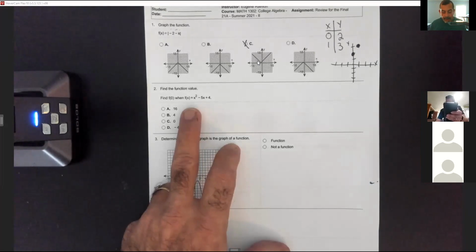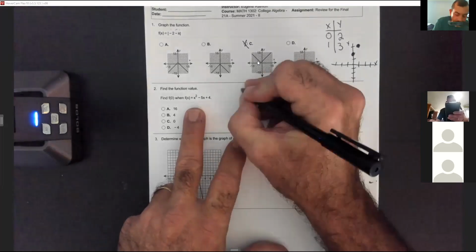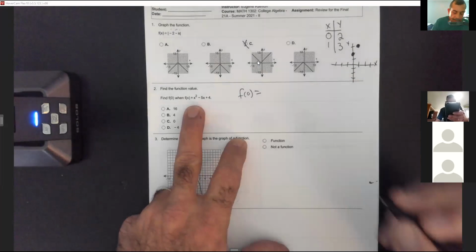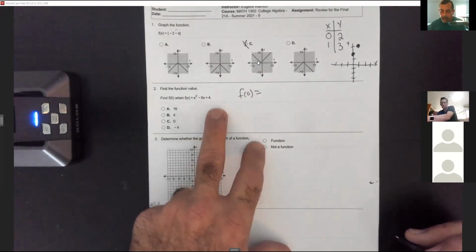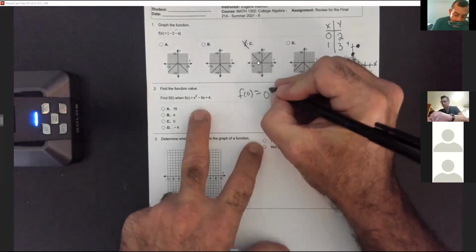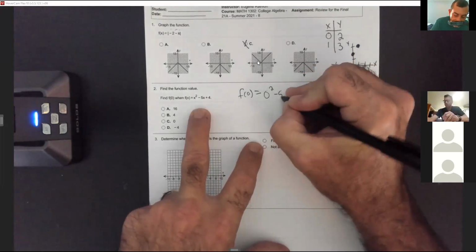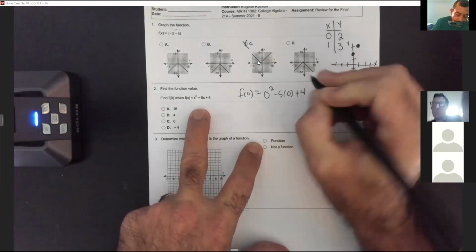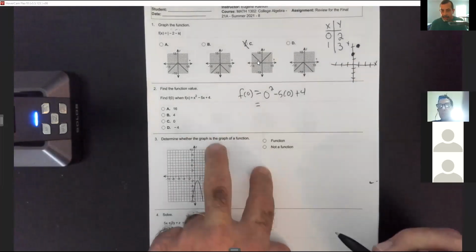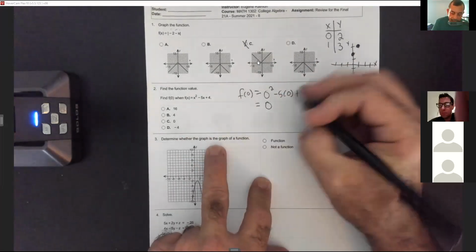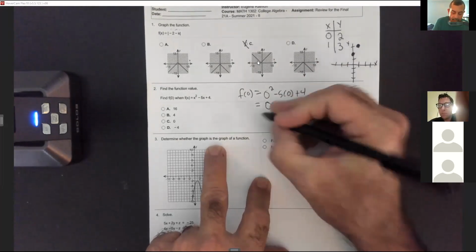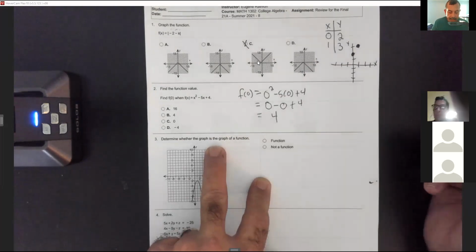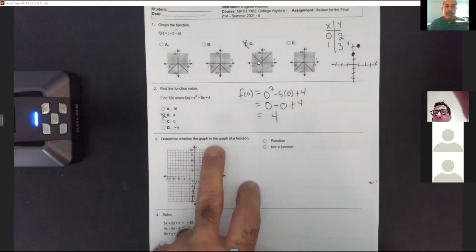All right, number 2 wants me to find f of 0. So I'm going to find f of 0 when f of x equals x squared minus 5x plus 4. So f of 0 just wants me to put a 0 in for the x's. So let's see what we get. 0 squared is 0. Minus 5 times 0 is 0. Plus 4. So it looks like we're going to get a total of 4, which would be our B.